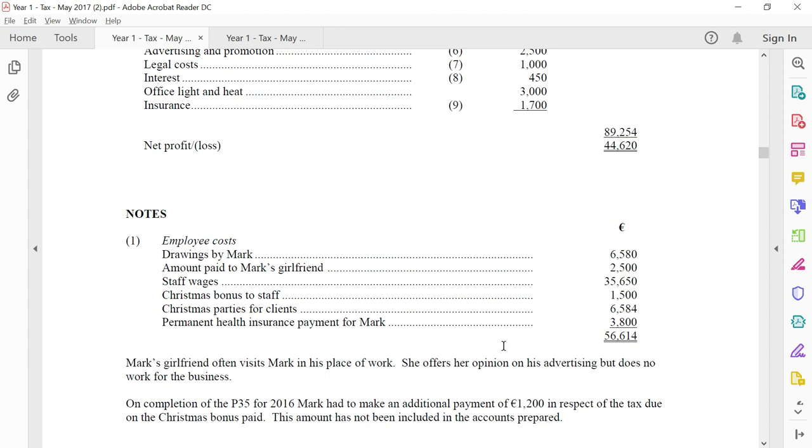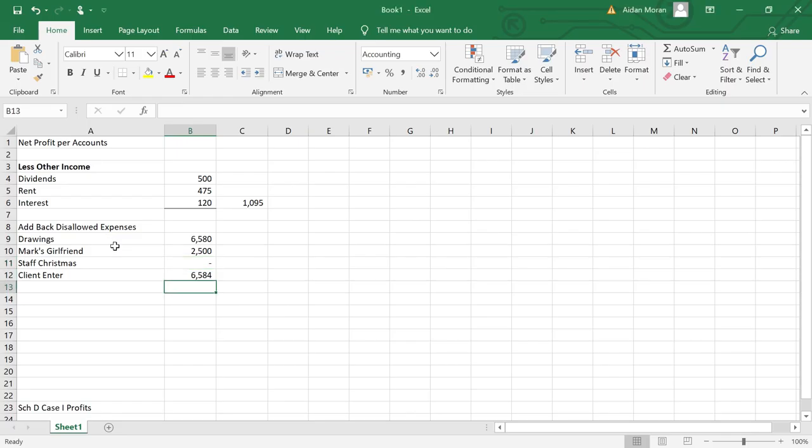Permanent health insurance is an insurance that Mark might take out, like an income protection policy, so that if he lost his job, the insurance company would continue to pay him even though he's not necessarily working. But we don't need to know that. I'm just explaining it. It's PHI, it's a personal expense, not a business expense. Add it back.